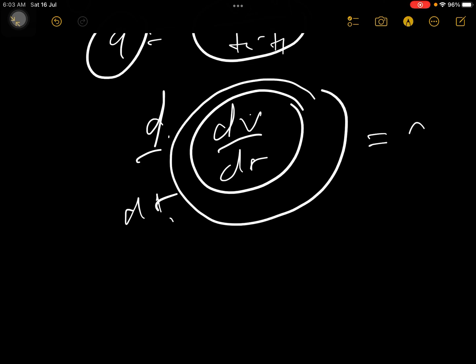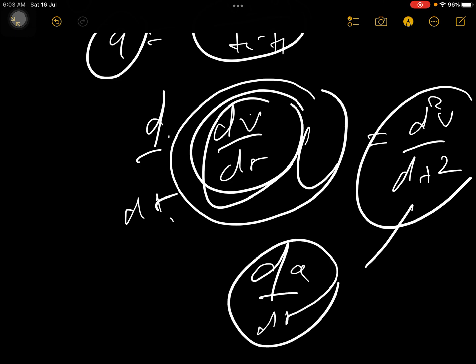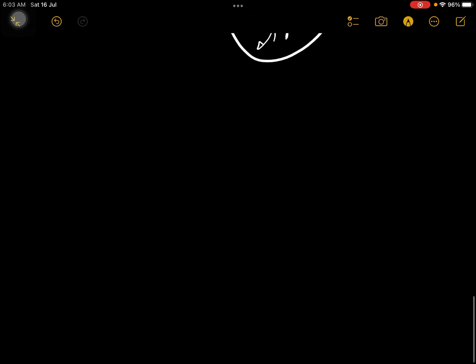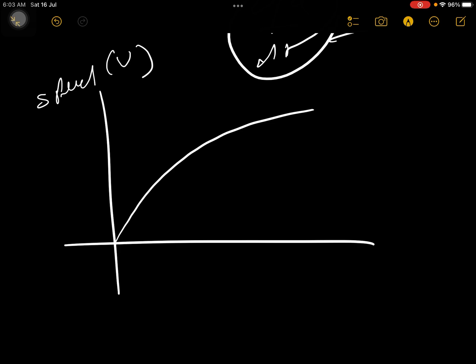So this will be a new property, d2v by dt square. This we call, this is nothing but your acceleration. So dA by dt. I hope it's very clear, correct? This is the jerk part. Now if you discuss this kind of graph, suppose this is your speed, symbol is v, and this is your time.